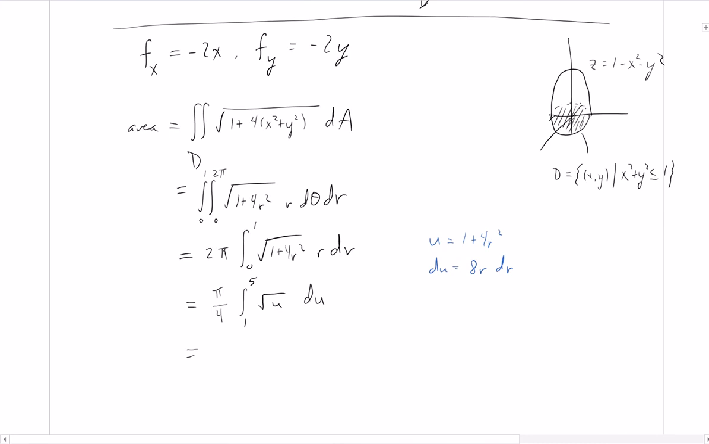Now the antiderivative of square root of u is 2/3 u to the 3/2. And we have to go from 1 to 5. So let's see. 2 over 4 is 1/2, so this is pi over 6. And we have 5 to the 3/2 minus 1 to the 3/2, which is just 1. And this is the surface area of the part of the paraboloid.